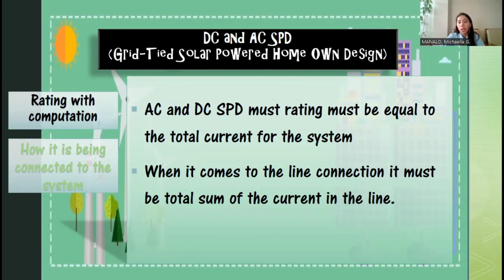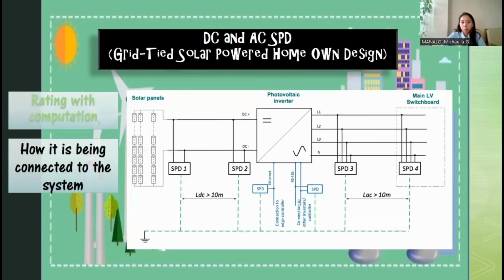So when it comes to line, it must be the sum of the current line. Kasi nga galing sa line, so kailangan sum nung pinaka total current sa line para pagka bumaba or tumaas yun, magre-react si ating surge power device.